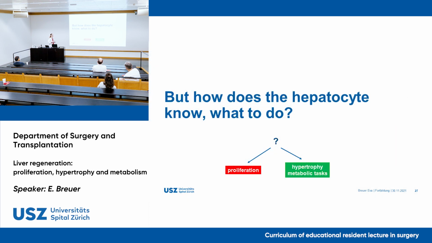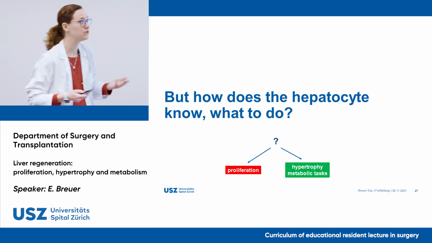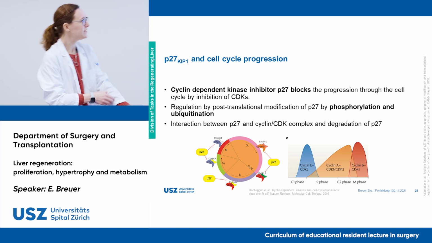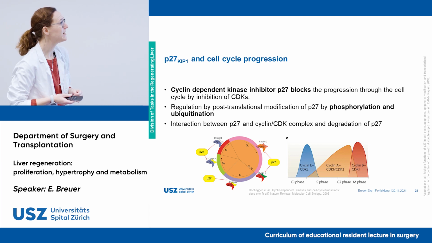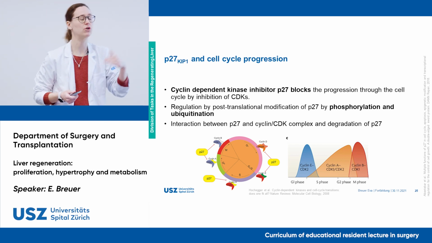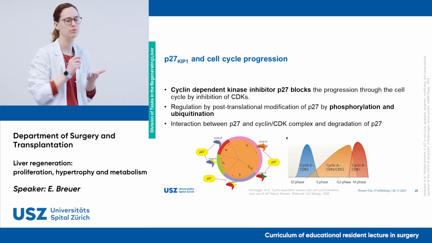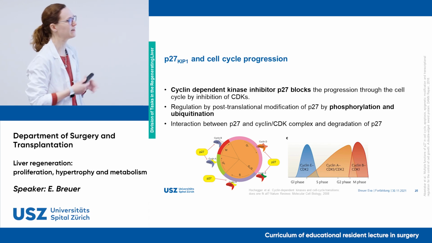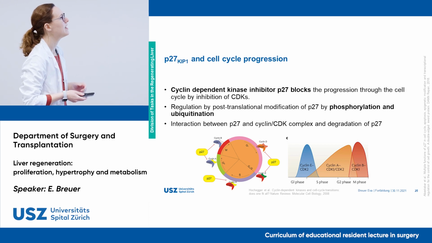But why and how does a hepatocyte know what to do? Why does it know, oh, I need to proliferate, or, oh, no, I need to get hypertrophic and probably do all the metabolic functions? And here we concentrated on P27. P27 is a cyclin-dependent kinase inhibitor, which can block the progression through the cell cycle at several points. This is contrary to P21, which is known to block at one certain point. P27 is able to stop the cell cycle more or less at every point.